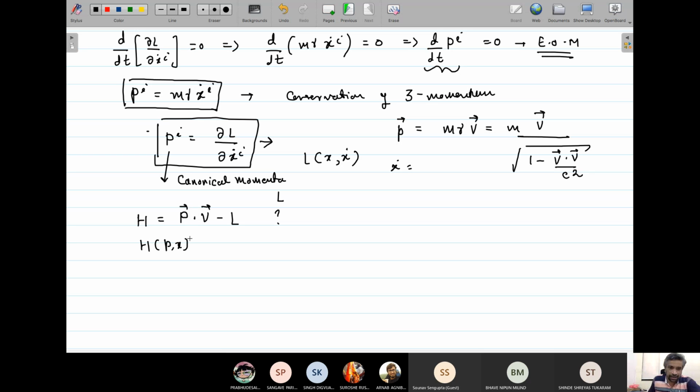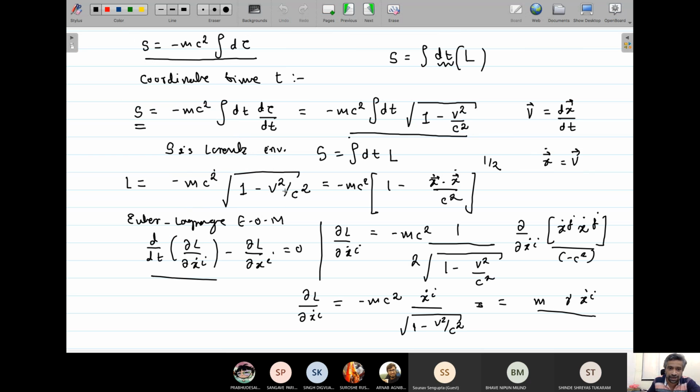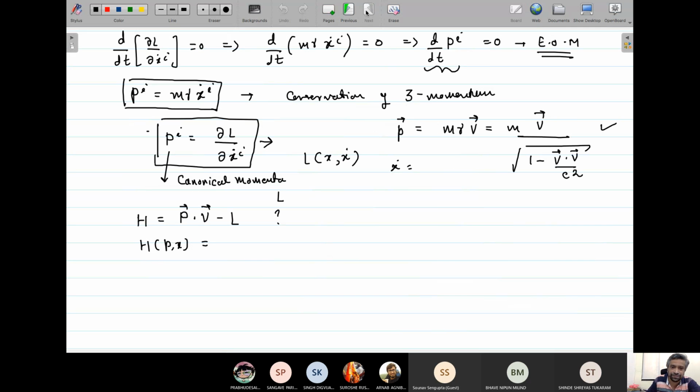So here you have to invert this. We know the relation between p and v, and you have to express v in terms of p. So you substitute for v a function of momenta p. In the Lagrangian also there was this factor v, and this also you should write in terms of momenta, substitute here, and then calculate the Hamiltonian.